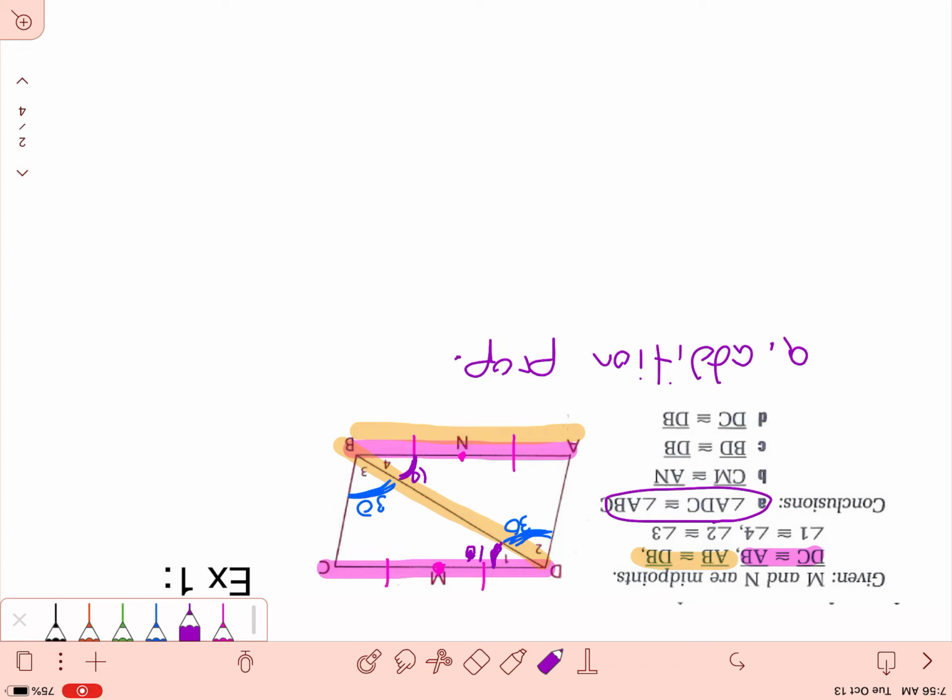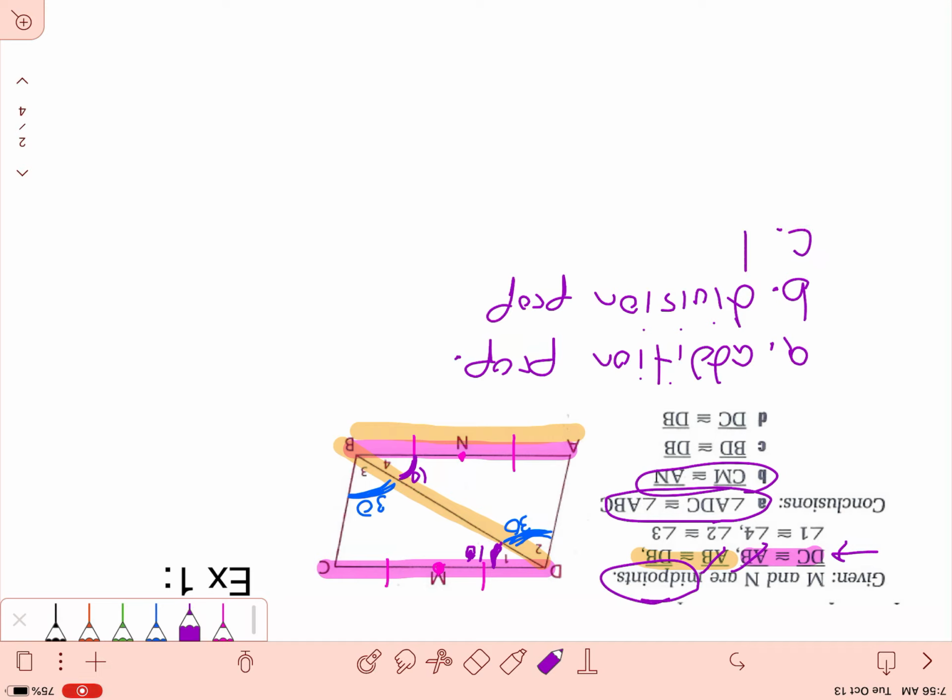Why is CM congruent to AN? Again, we already have those tick marks there, and we did that because of the division property. If entire segments are congruent to each other, then they're like divisions. This midpoint, like divisions, are congruent to each other. Okay, so why is BD congruent to DB? And that is right here. Okay, I crossed those off. And that is the transitive property.